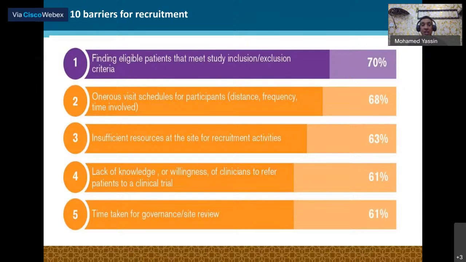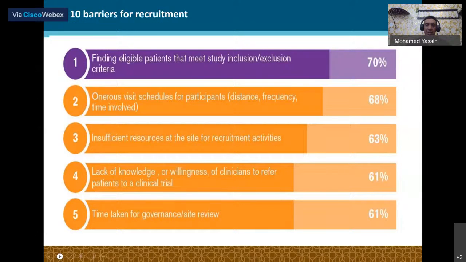So the number of visits and the frequency or the distance. Some countries are very big countries like the US or China. If somebody is living in another province, it will be very difficult for them to travel a long distance, maybe 3 days or 5 days or more than 6 hours by plane just to come to the site of the clinical trial. So this is another difficulty.